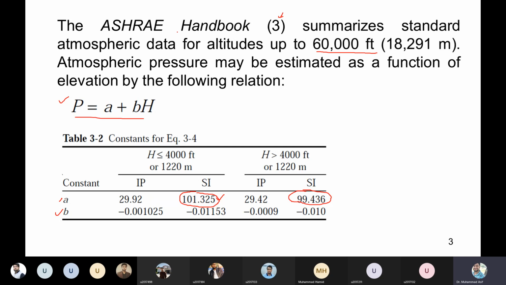But mainly, most of our numerical problems will be based on the SI unit, and the altitude will be considered equal to or less than 4,000 feet. I mean, we are going to use this SI unit for the atmospheric pressure.